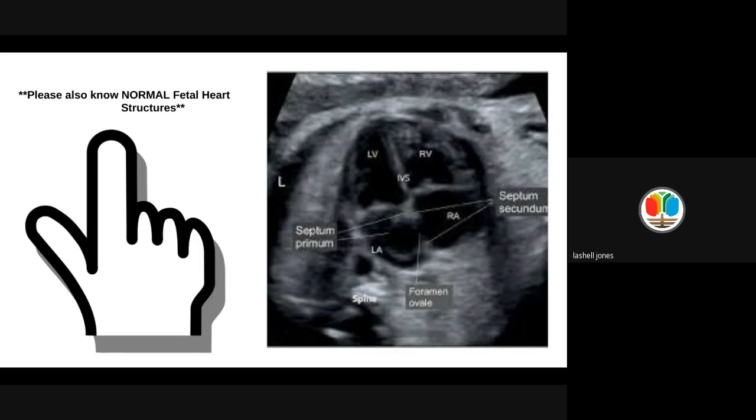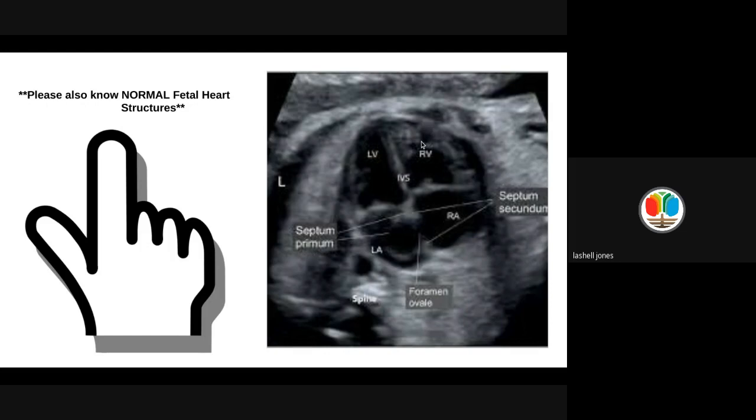So here we have a four-chamber view. You have to be familiar with the normal heart structures. So yes, remember that we have four chambers. Remember that the right ventricle is the most anterior or superior chamber, whereas your left atrium is the most posterior chamber. Okay. Remember the morphological markers for each.